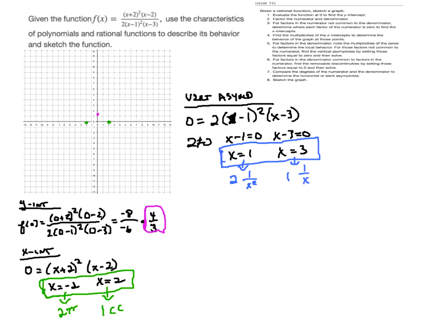Now I guess I should go back and mark my x-intercepts. I have an x-intercept at -2 and an x-intercept at +2. And then I have vertical asymptotes at 1 and 3.